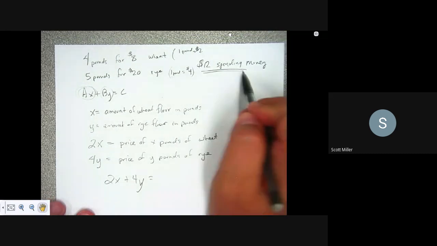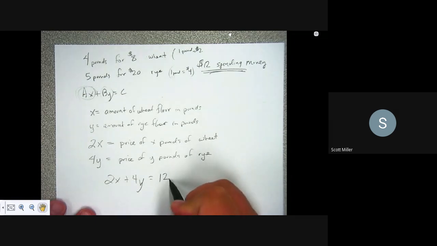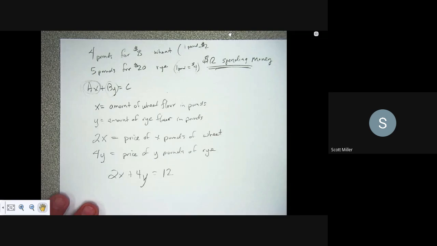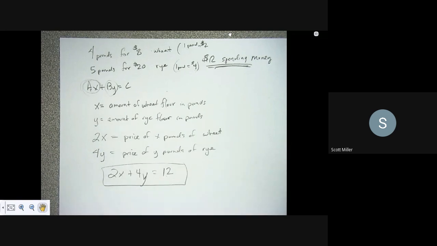But I only have $12 to spend. So I want to limit that amount to $12. This is a price. This is a price. This is a price. This is money, money, and money. That's why this equation would be this right here. This is how much money I spend on wheat flour. This is how much money I spend on rye flour. And this is how much money I have to spend. And I want both sides to be the same. And so that is how I can use the general formula or standard formula to write a model.